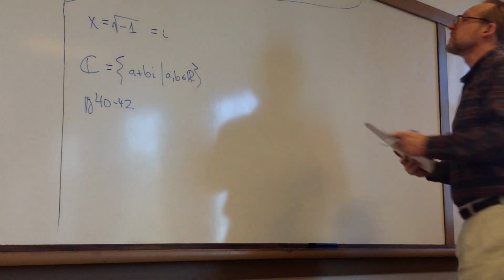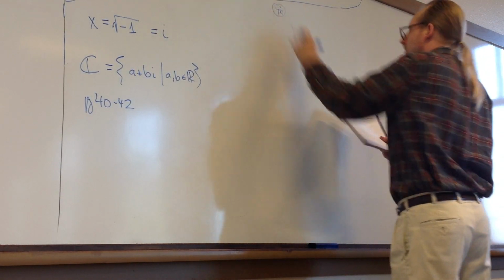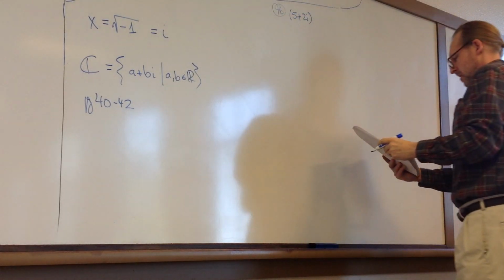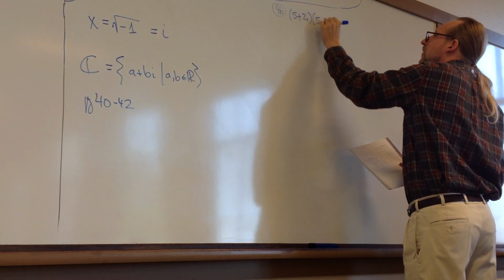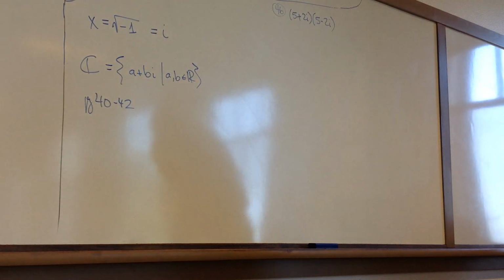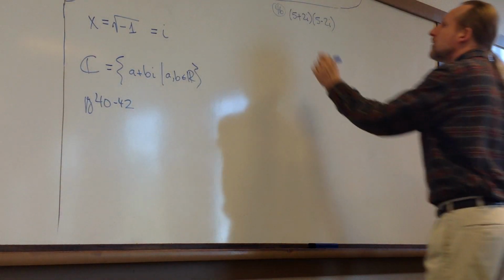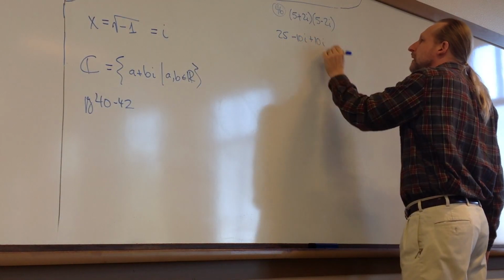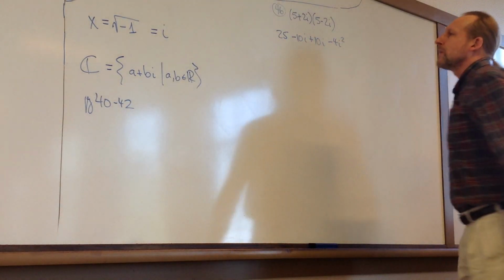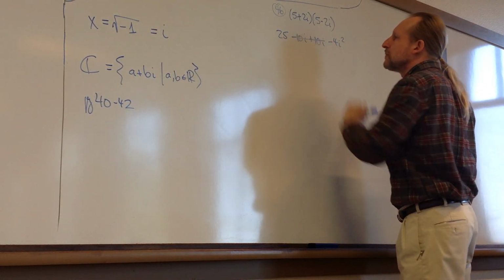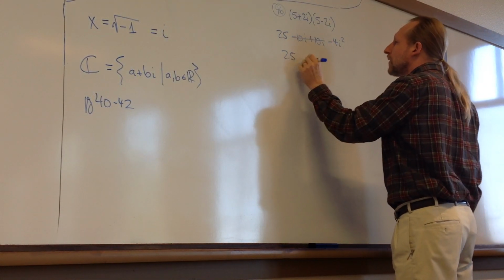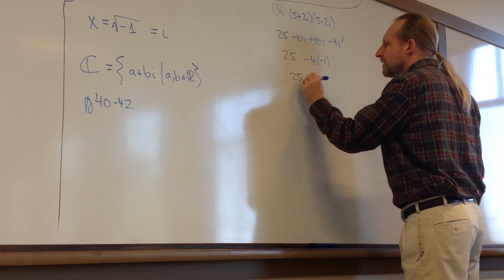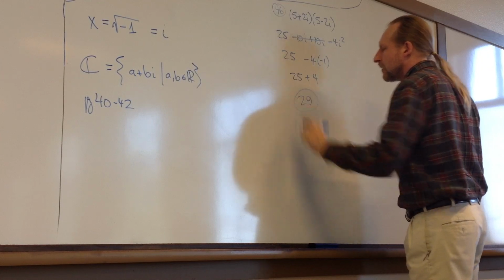Yeah, so let's look at one more of these. Problem 46. We've got 5 plus 2i and 5 minus 2i. So this will be 25 minus 10i plus 10i, and then minus 4i squared. So again, these two in the middle cancel out. This is 25 minus 4 times negative 1, or 25 plus 4, which is 29.